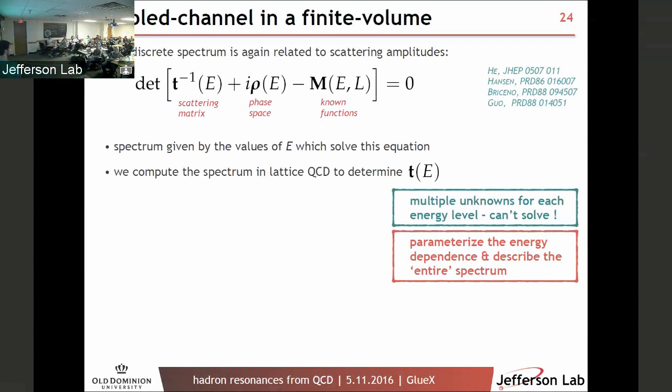By parameterizing T as a function of E, in terms of some relatively small number of energy-independent parameters, and then by varying those parameters, ask ourselves, what finite volume spectrum does that model of scattering predict, and compare that to the one we calculated in the lattice calculation. And then adjust the parameters within the parameterization until the two agree with each other. And at that point, you've got T as a function of E, as well constrained by that lattice data as you can.